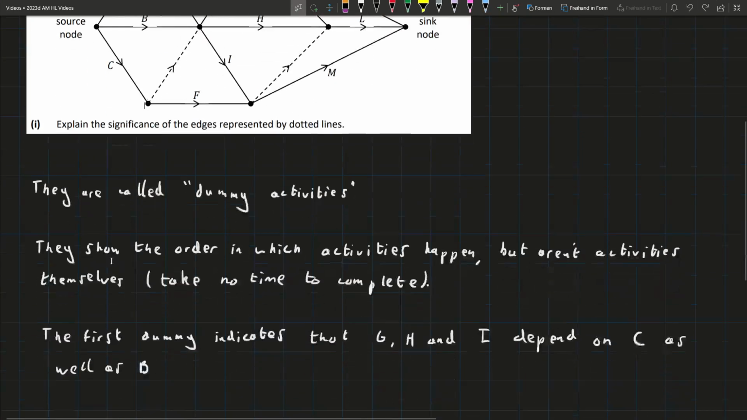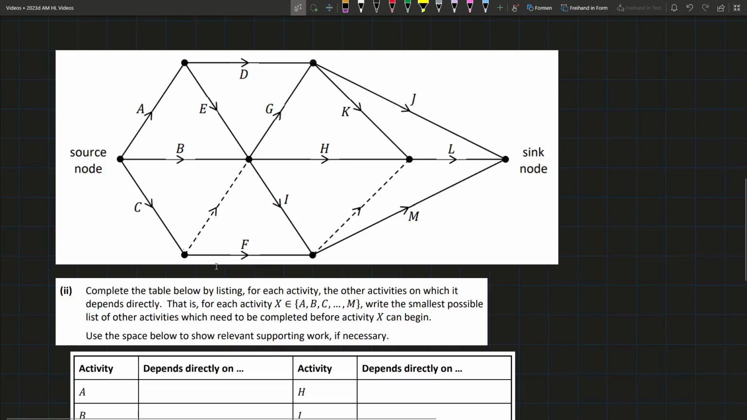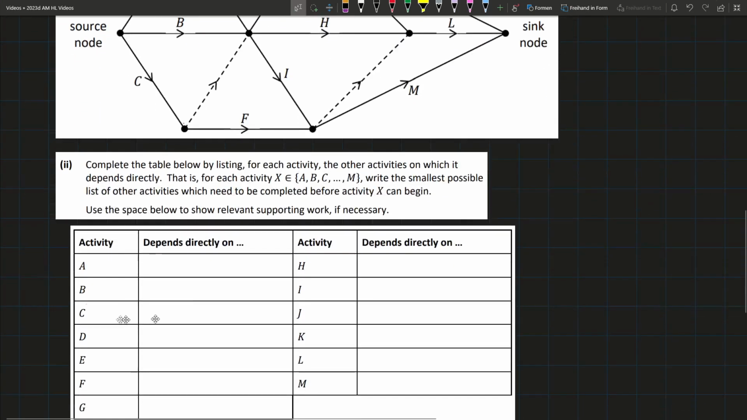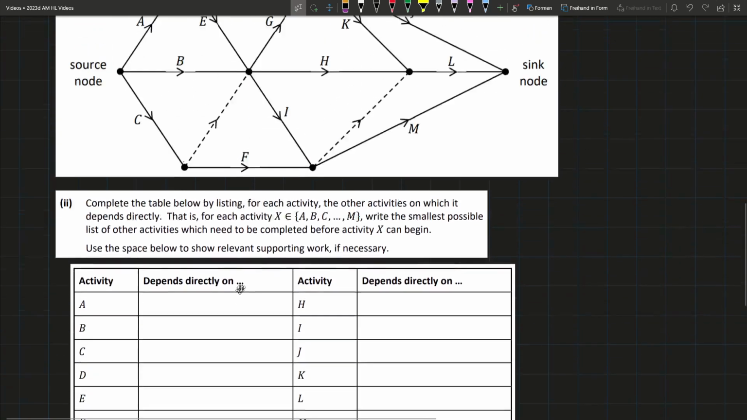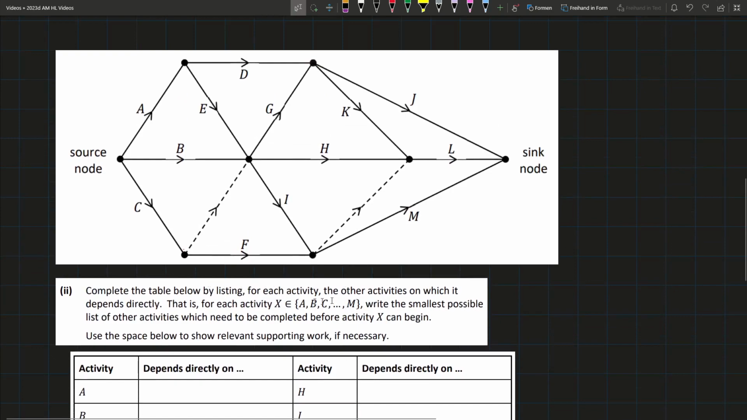You could use similar wording. It doesn't really matter. You could say that they help show which activities depend on others. Whatever way you want to say it, but that's how I'd say it. Then another standard exam question for part 2, they give us this precedence table to fill out. It says complete the table below by listing which activities it depends on.